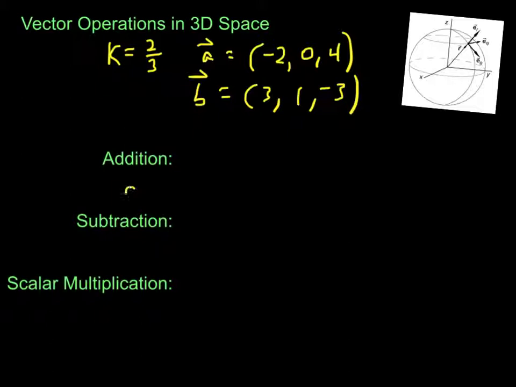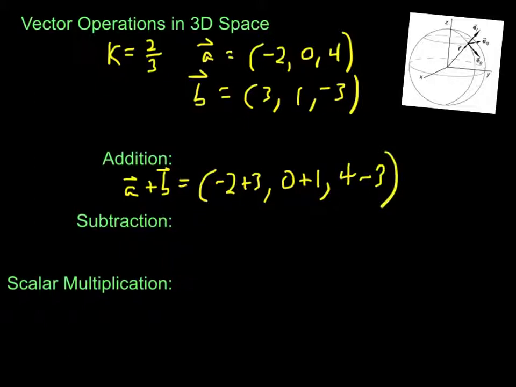Addition. If I'm going to add a plus b, I have negative 2 plus 3, 0 plus 1, and the z values, 4 plus a negative 3, which is the same as 4 minus 3. Do your math, you're going to get 1 for the x, 1 for the y, and that was a coincidence. I didn't mean for that to happen. 1, 1, 1 was the addition.